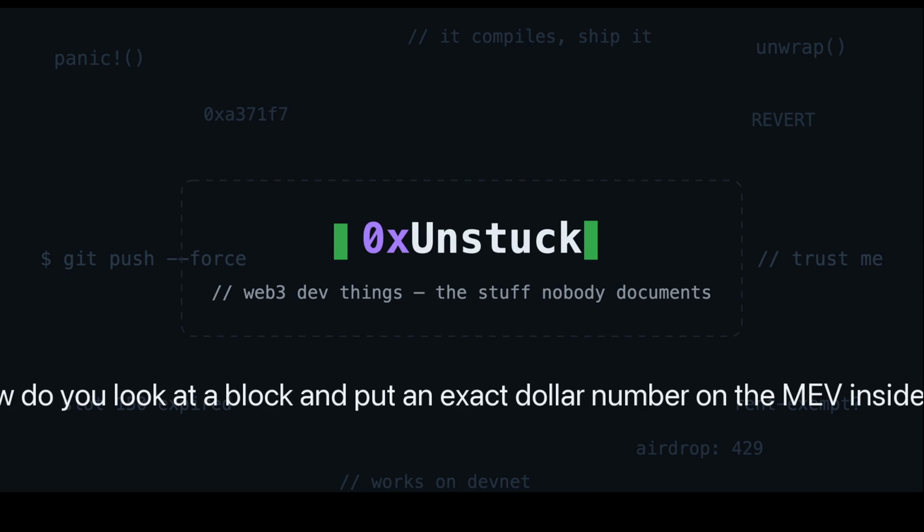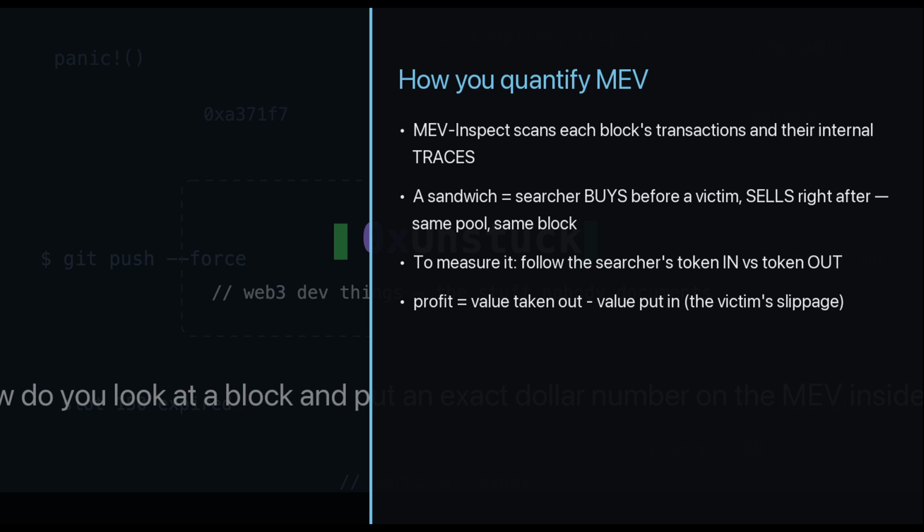So far we've built attacks. Today we do the opposite. We measure one. This is quantifying MEV, the thing tools like MEV-Inspect do. Look at a block, spot the searcher's moves, and compute their profit to the token. We'll reproduce a sandwich, then read its call trace and reconstruct exactly how much the searcher made and where it came from. Let's go. First, how measuring works.